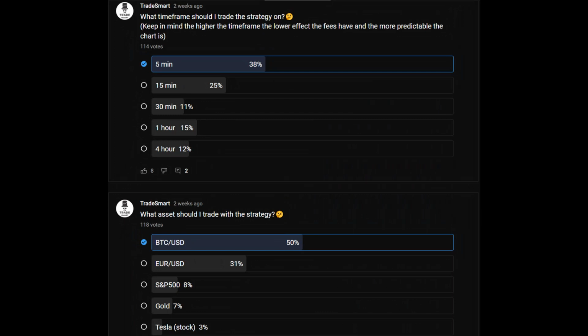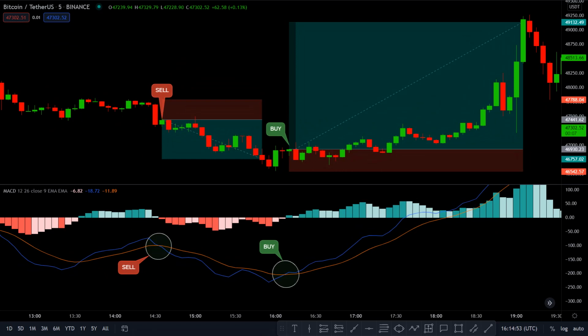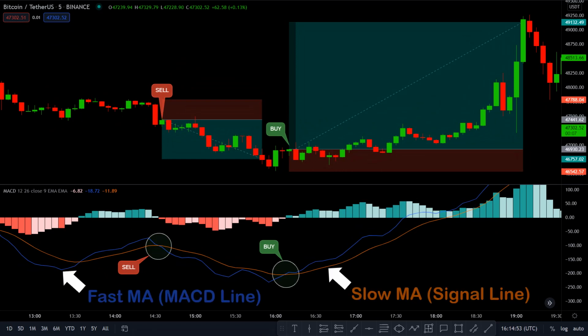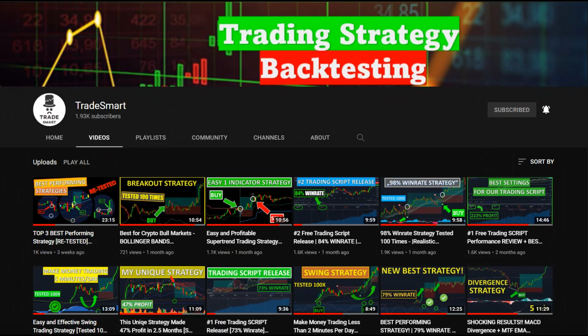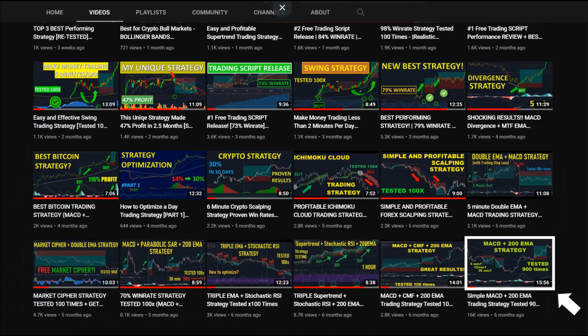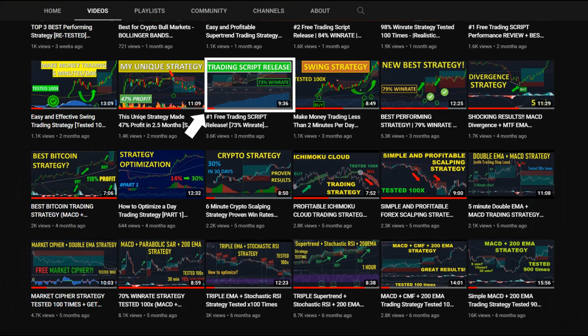For the entry indicator, we are going to use the well-known MACD crossover, meaning the strategy should enter into a position when the MACD's fast and slow MA lines cross over. If you have seen my other videos, you might have come across a few strategy backtests using the MACD indicator, such as the simple MACD plus 200 EMA trading strategy or our first free trading script release video. As I covered a lot of MACD strategies, I wanted to give you a new and unique MACD strategy.